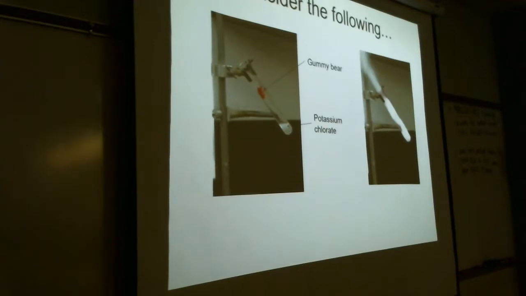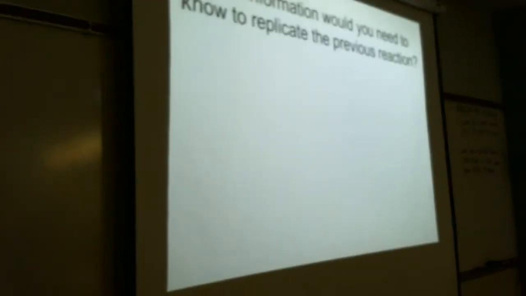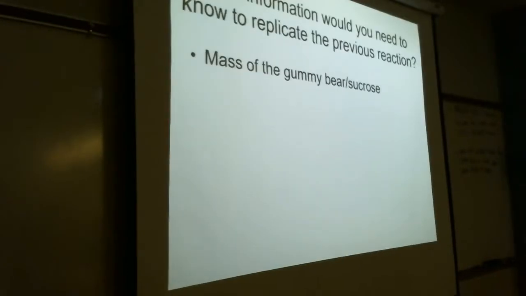So there's some pictures. What information would you need if you wanted to replicate that reaction? Let's pretend you do want to do it. You're like, hey, I want to see this in real life. I don't take your word for it that it's just a cool picture. I want to go try it myself. What information would you need if you wanted to do that experiment for yourself? You probably want to know the mass of the gummy bear, right? Or sucrose, you could just use sugar. What other information would you need to know?